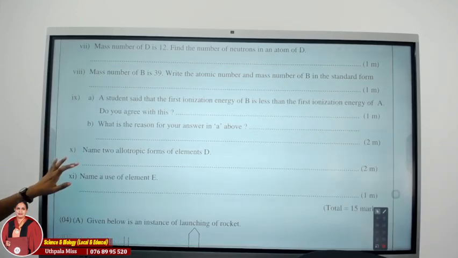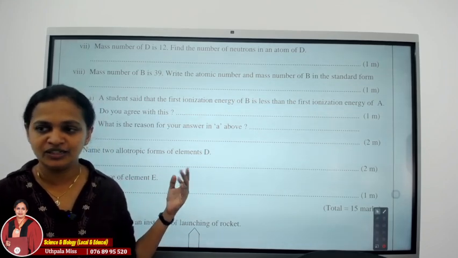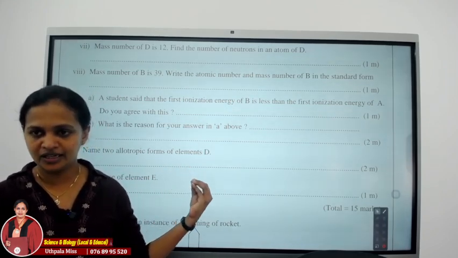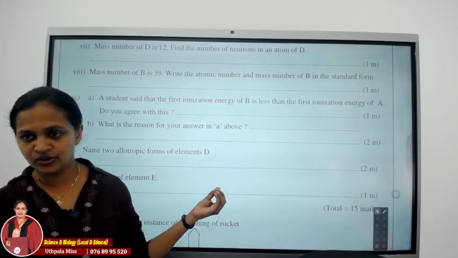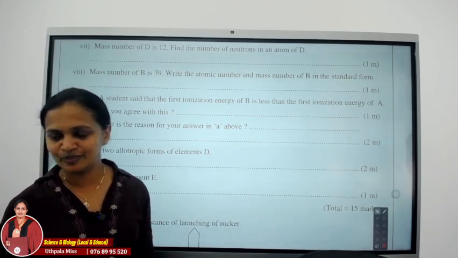Next it says, name two allotropic forms of element D. D is carbon. So the allotropic forms of carbon, you can say graphite, diamond, coal, charcoal, soot, all these are correct as allotropic forms of carbon.